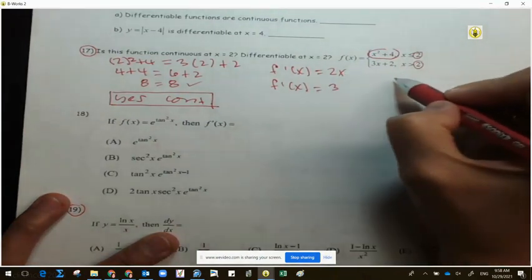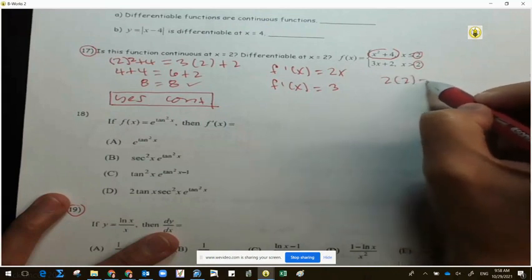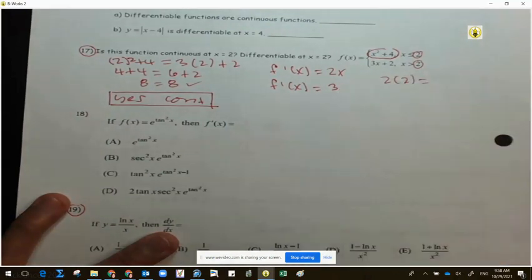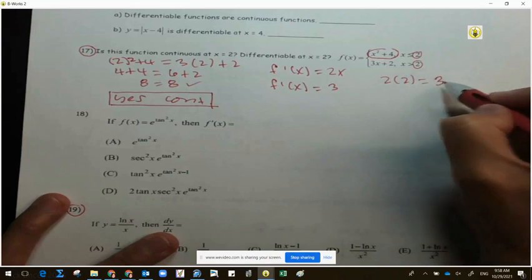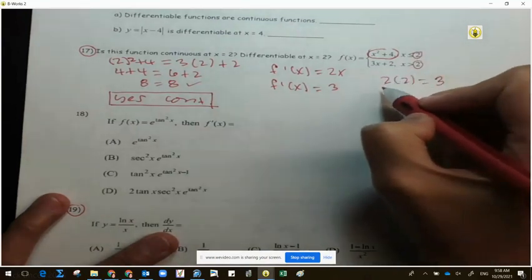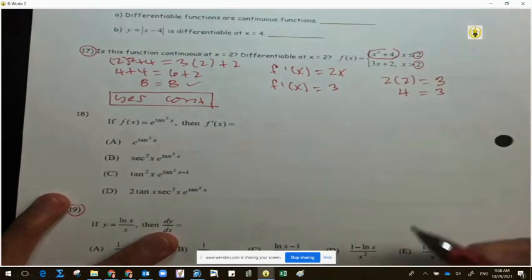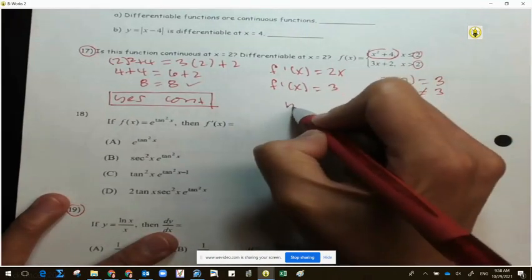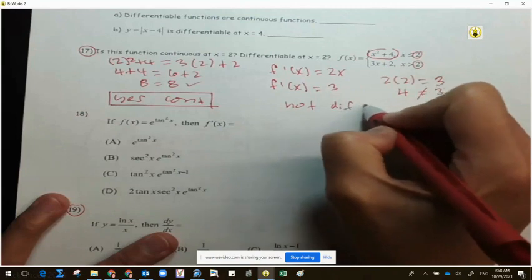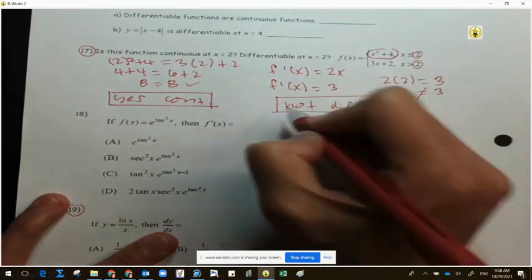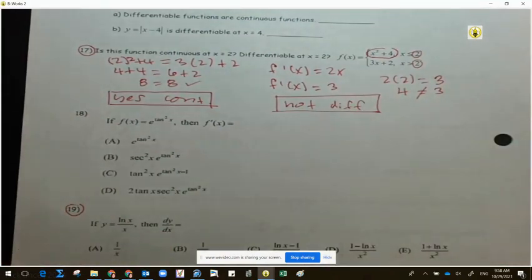When I plug in the 2 to the top one, we get 2 times 2. On the bottom, we don't have an x, so I can't plug anything in, so it is 3 itself. Then, when I further simplify, I get 4 is equal to 3. Is that true? No. So therefore, it is not differentiable, because differentiability basically means the slope is the exact same.